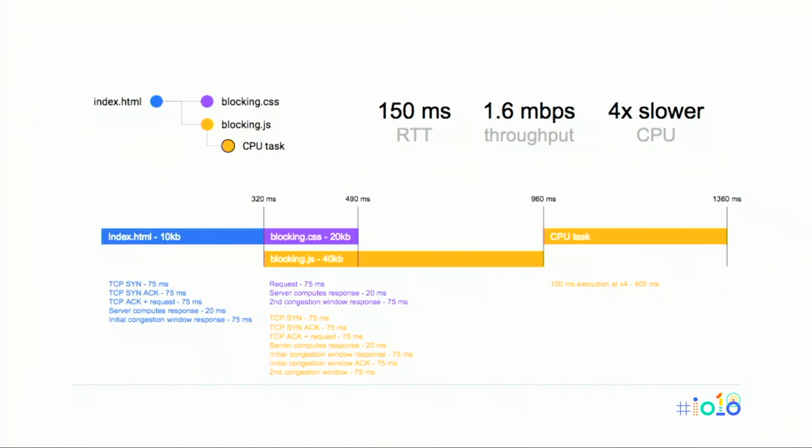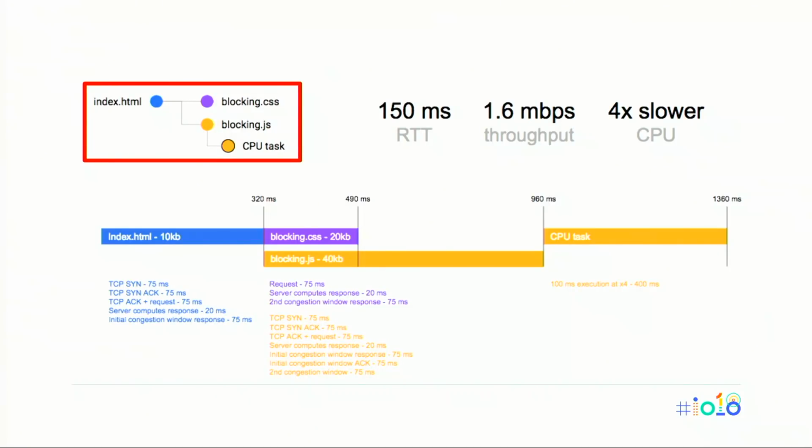So the first thing that Lantern does is it gets a static list of all the assets that are necessary in order to render your page. And in this extremely contrived example, it's the index.html along with the blocking CSS and JavaScript.